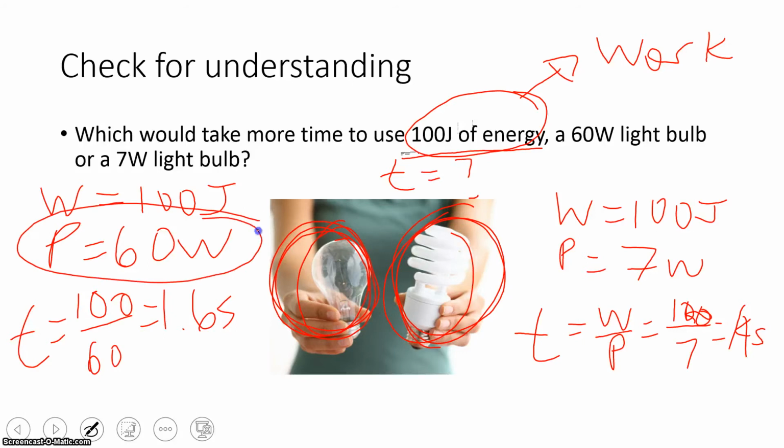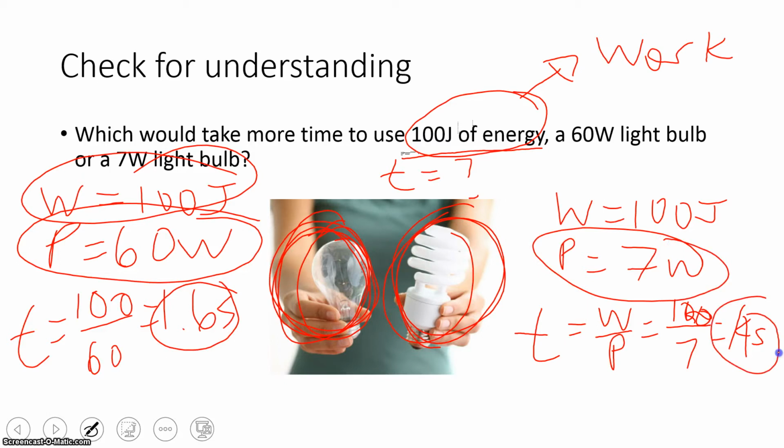Because power is the rate at which energy is used, or the rate at which work is done. So the more powerful, the less time it takes to do work. The less powerful, the more time it takes to do work. So there we go. Back that up and play it again if you need to.